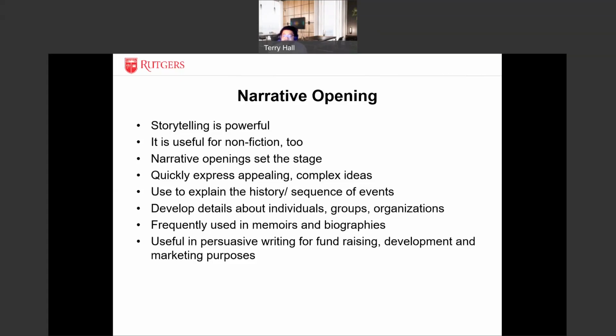They can also be used to explain the history or sequence of events, and develop details about individuals, groups, or organizations where a more technical approach might be too large or too complex to be easily understood by the target audience in the allotted time and space. Also, narratives are used frequently to talk about people's lives through memoirs and biographies. It's useful for persuasive writing when it comes to fundraising, developing, and marketing.